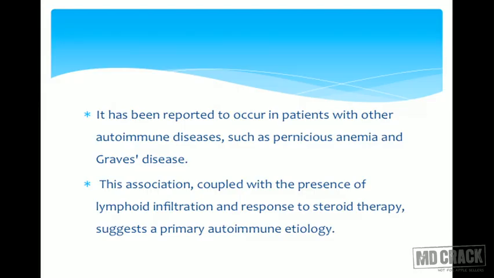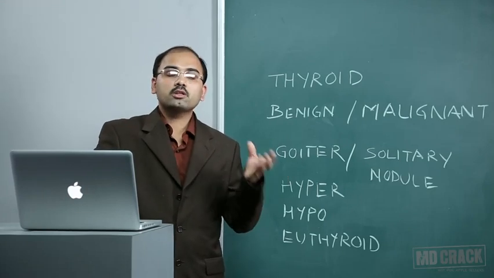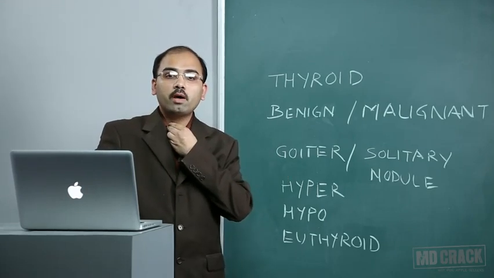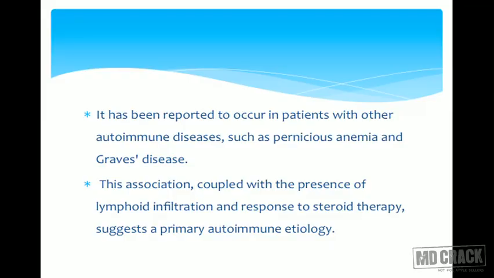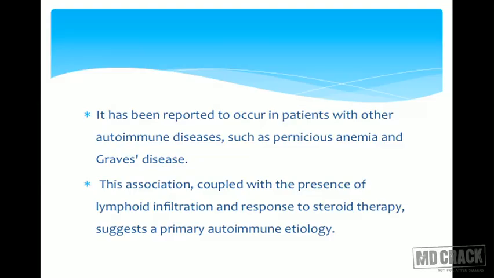It has been reported to occur in patients with other autoimmune diseases such as pernicious anemia and Graves' disease. So whenever you have other autoimmune disease, the thyroid gland may also be affected by fibrous infiltration. This association, coupled with the presence of lymphoid infiltration and response to steroid therapy, suggests a primary autoimmune etiology. So thyroid fibrosis that responds to steroid therapy, you should suggest Riedel's thyroiditis.